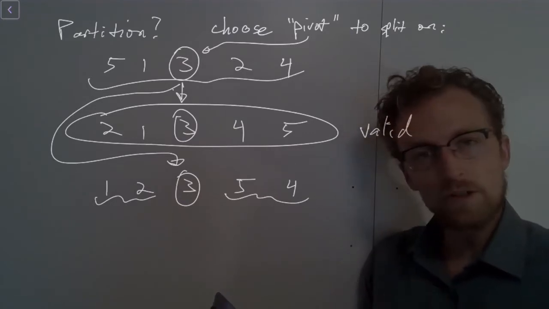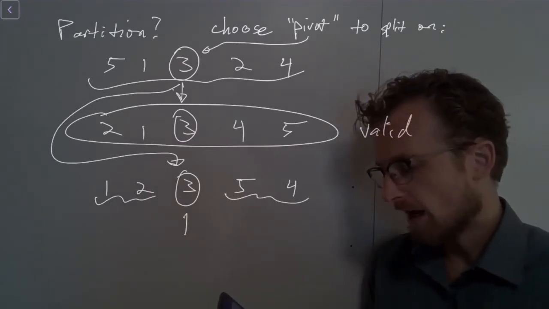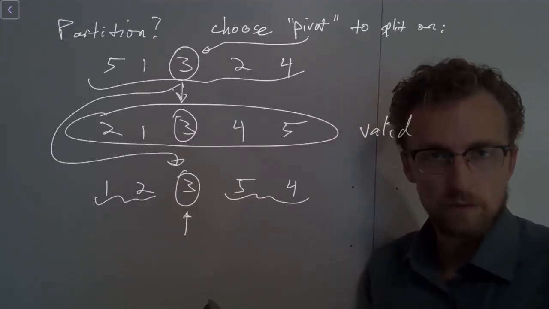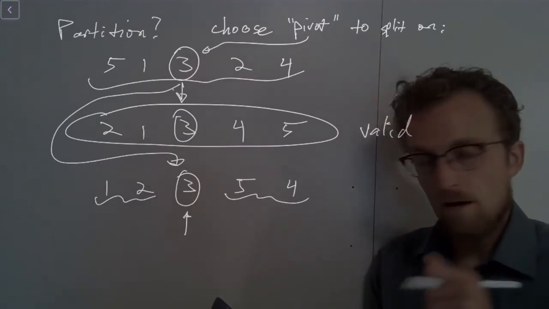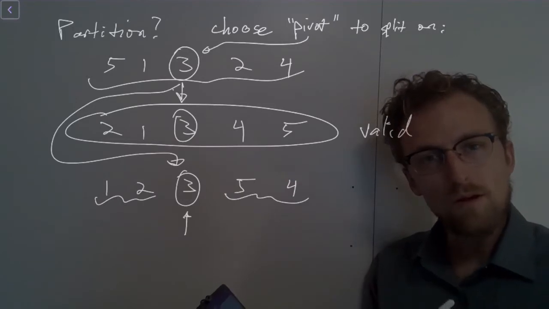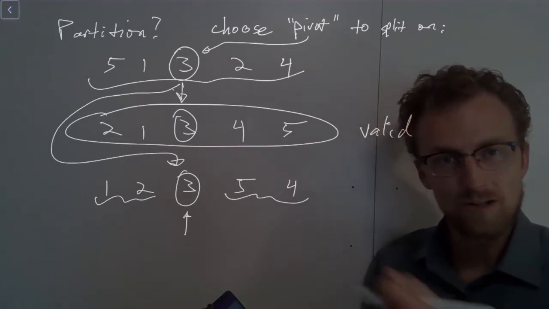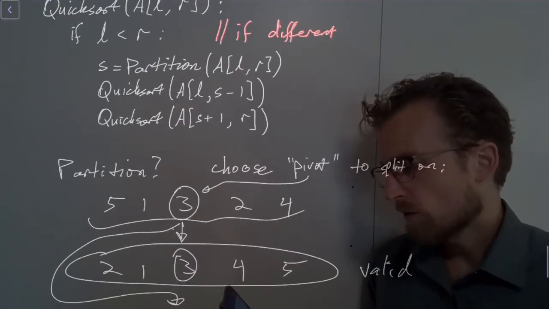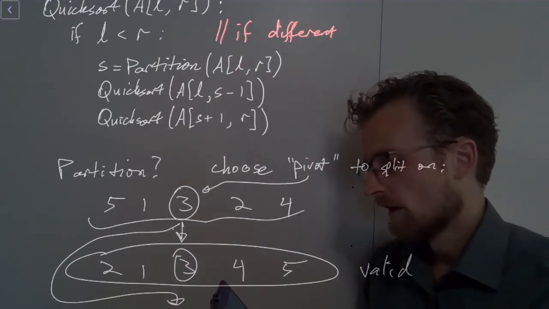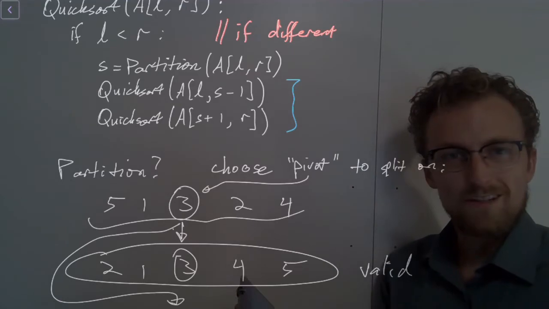Then the partition function returns the index where it left the pivot when it was done. So maybe it picked a number, moved it around a little bit, and wherever it left the pivot, it tells quicksort that's where I left the pivot. Why is that important to quicksort? Because quicksort has to know what still needs to be sorted.